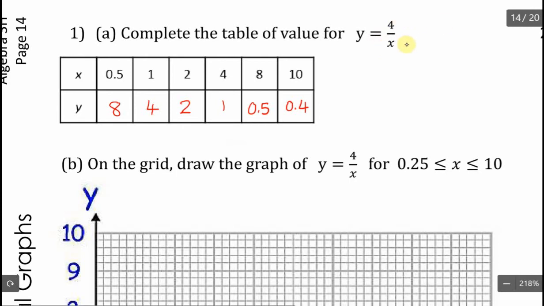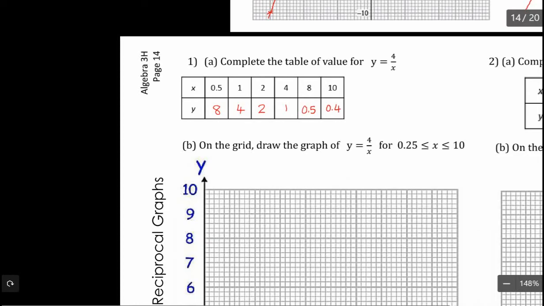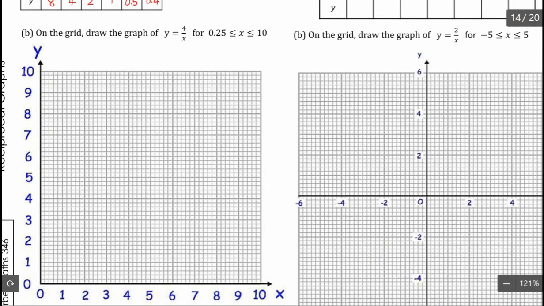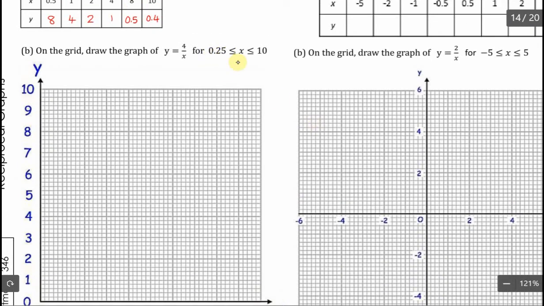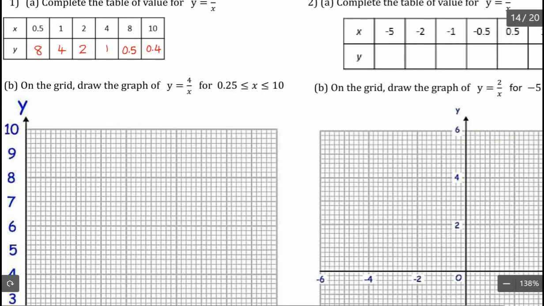So when we're dividing by something bigger than the numerator, we're going to get an answer less than 1. Okay, and when we're dividing by something smaller than the numerator, we're going to get an answer bigger than 1. And of course, when the numerator and denominator are the same, we're going to get the answer 1. Okay, we're now going to plot this to see what shape it makes. And it just says plot it between 0.25 and 10. And that's purely because that's where all of our x coordinates lie.